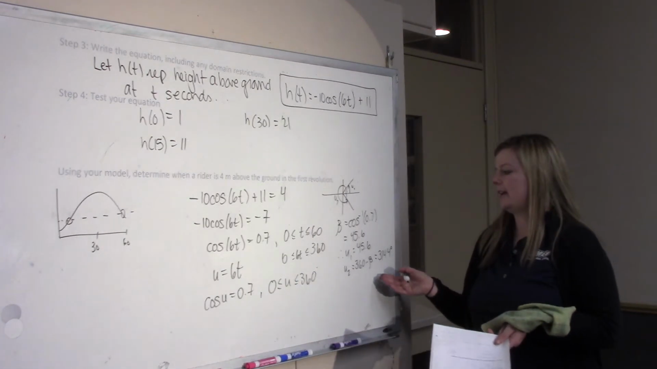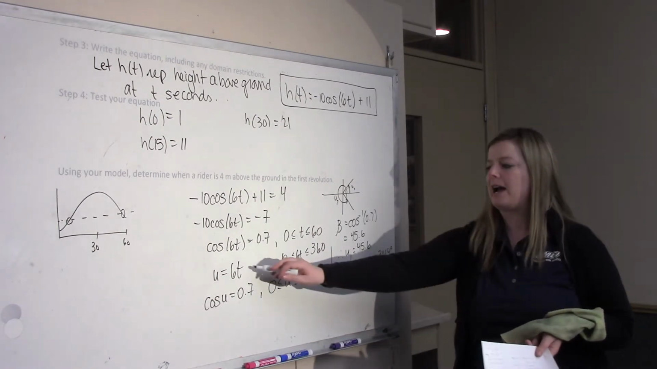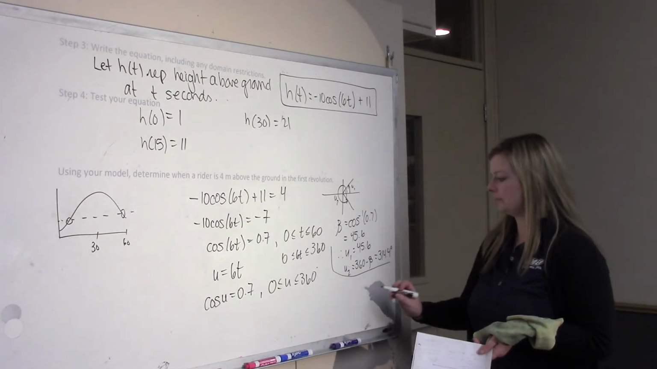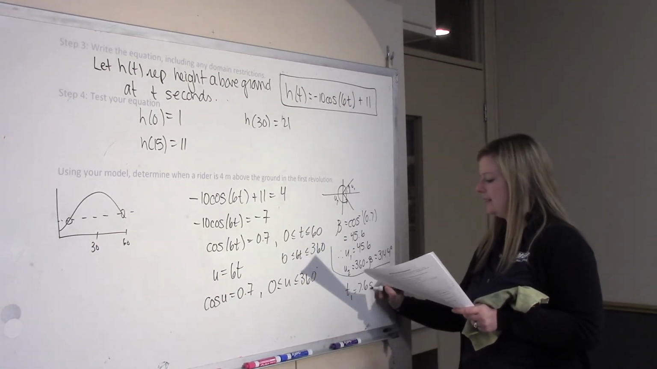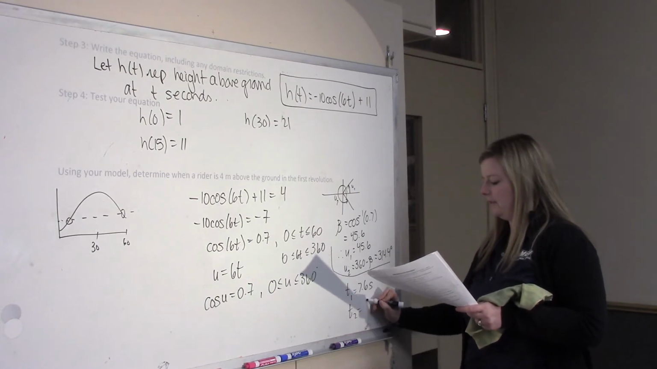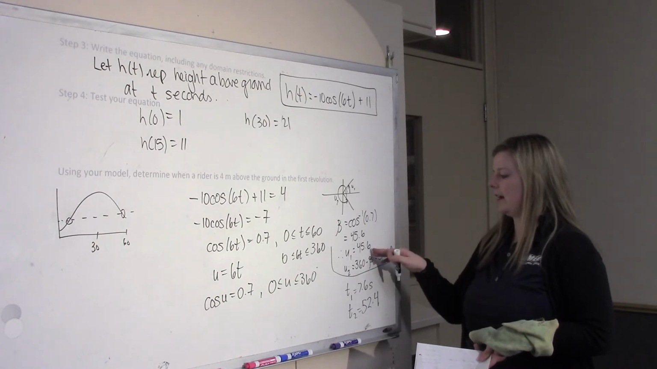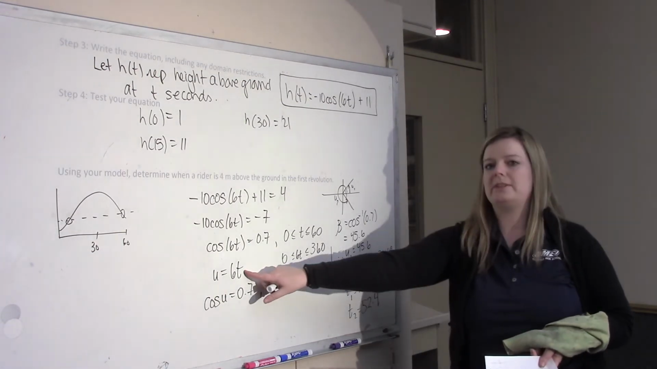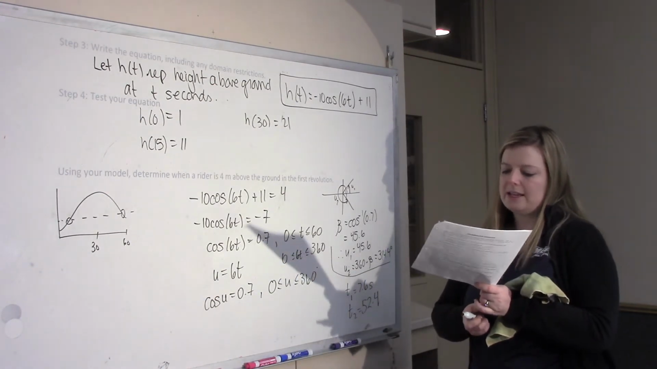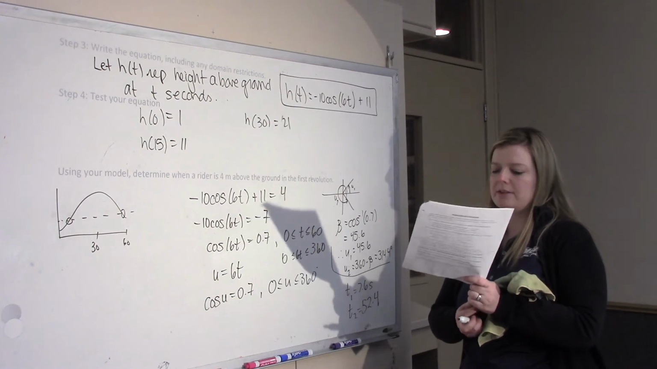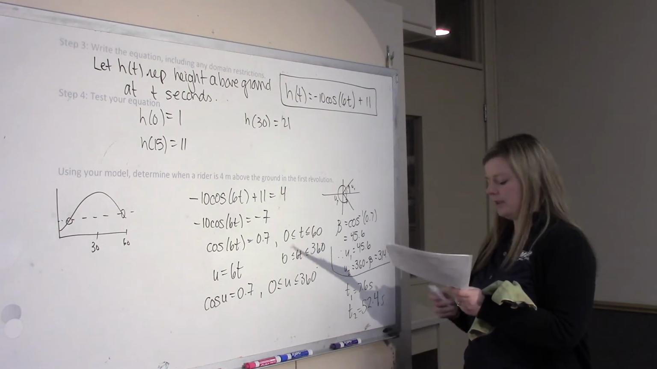Okay, so now you have the answers in degrees. You need to change them back to time by setting the u values back to 6t and solving for t. So when you do that, you get t1 equals 7.6 seconds and t2 equals 52.4 seconds. Again, you're just setting each of the u values, so the 45.6 equal to 6t, and then dividing by 6 to solve for t. So then you write a nice little sentence saying the rider is 4 meters above the ground after 7.6 seconds and 52.4 seconds within the first revolution.